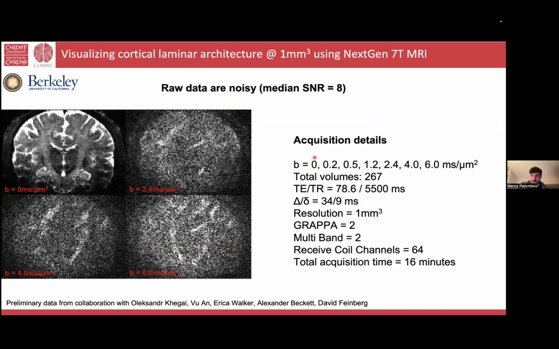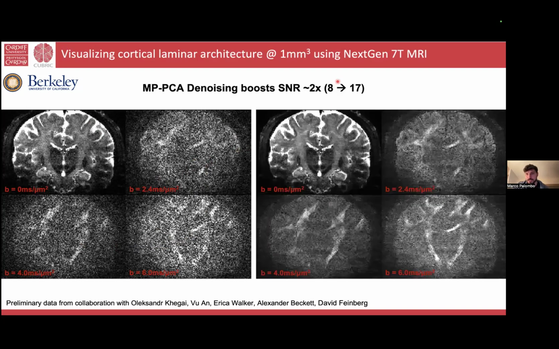The acquisition is here, multi-shell up to 6 milliseconds per squared micrometer, with very good parameters in terms of gradient waveform, so very short diffusion time and gradient duration, very good echo time. The SNR of the raw data is 8, which is a workable value of SNR. It's low, but it's workable. Here you can see after denoising, we were able to boost the SNR by a factor of approximately 2.